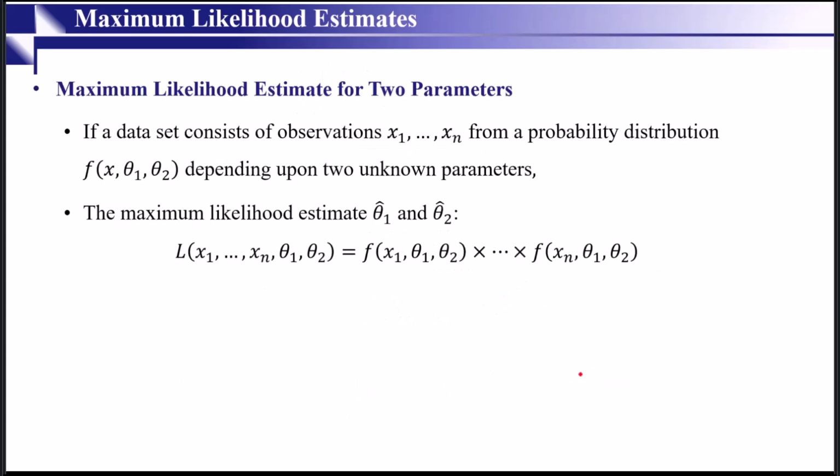For two parameters, if a data set depends on two unknowns, we maximize the likelihood function to estimate both parameters at the same time. This process extends the single parameter case, requiring more complex optimization. So if a data set consists of observations x1 to xn from a probability distribution f(x, theta1, theta2) depending upon two unknown parameters, then the maximum likelihood estimate of theta1 and theta2 can be written as likelihood of x1 to xn, theta1, theta2 is equal to f(x1, theta1, theta2) multiplied up to f(xn, theta1, theta2).